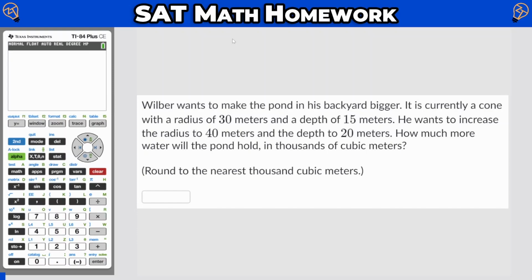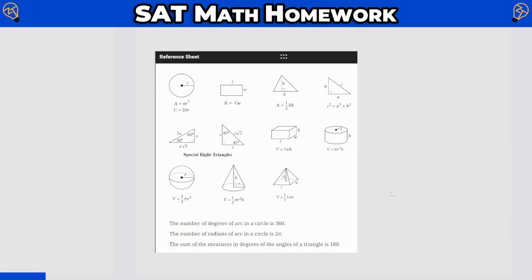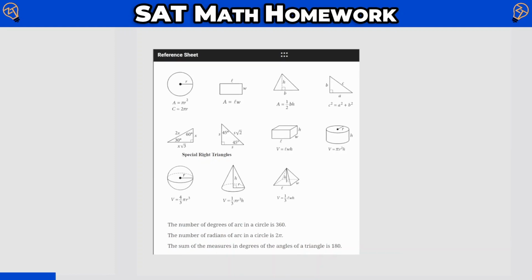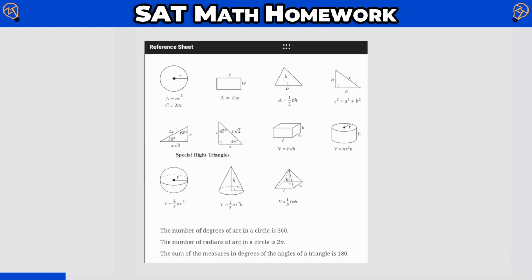So when talking about the volume more specifically of a cone, there are two ways we could obtain the equation for the volume of a cone. We could go to the math reference sheet that's provided in the digital SAT platform, and you could see that the volume of a cone is 1/3 pi r squared h.